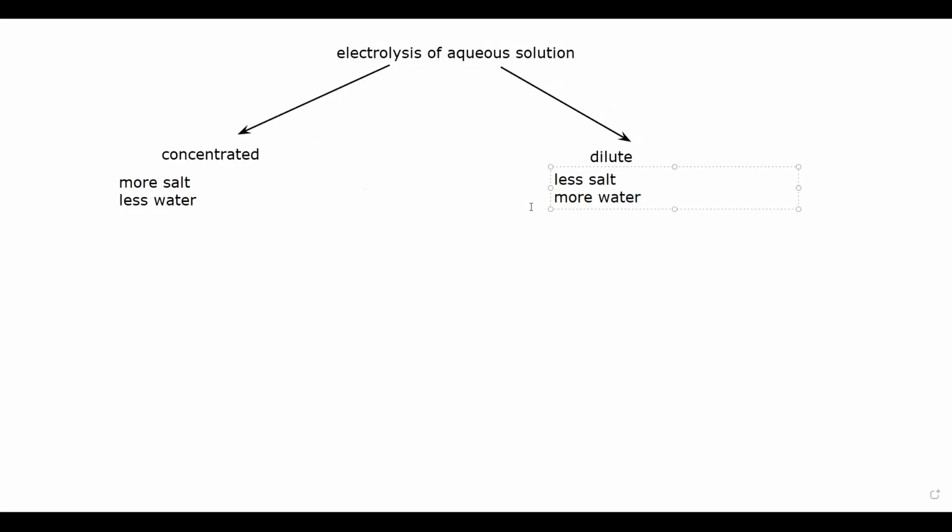So what will be the difference? The rule is the same for positive ion. What is the rule for positive ion? We will check reactivity, and always the less reactive will discharge or will move towards cathode.